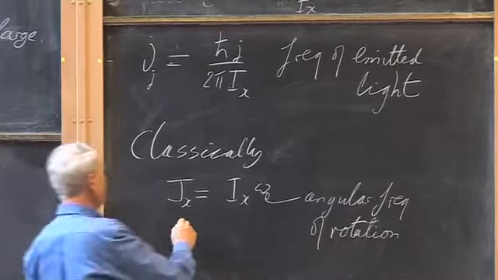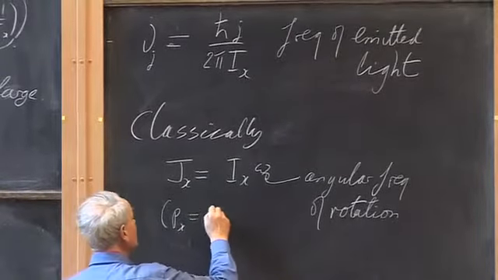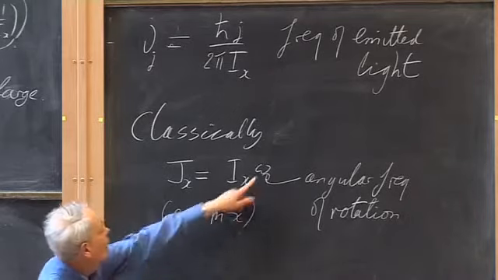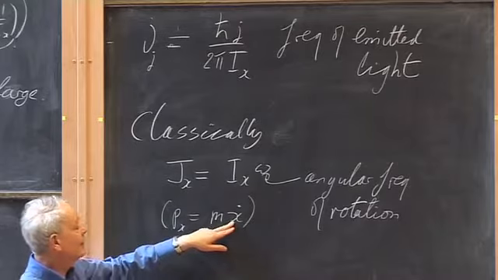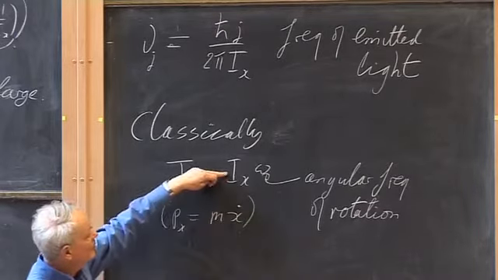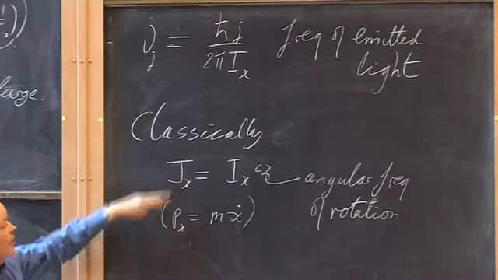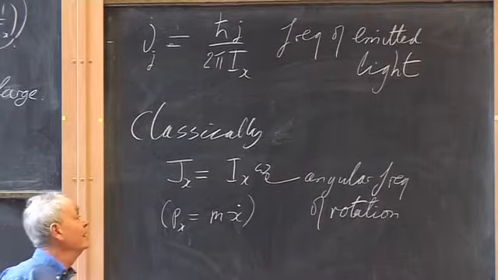So this mirrors the classical statement that Px is equal to m times x dot, right? Omega is the analog of x dot. x dot is the rate of change of position, and omega is the rate of change of angle. Well, I've already said that moment of inertia plays a role a bit like mass, and angular momentum plays the role of momentum, right? So that's where this thing comes from. It's just a piece of classical physics.